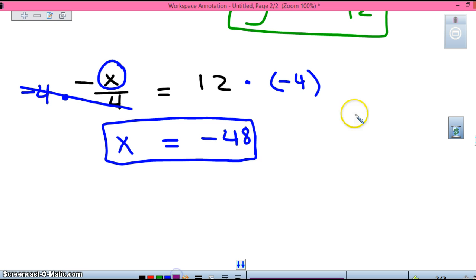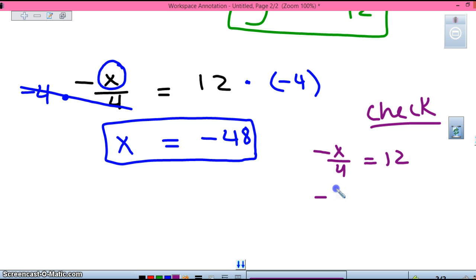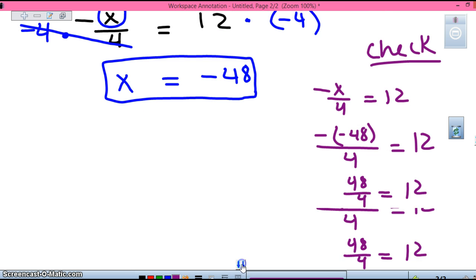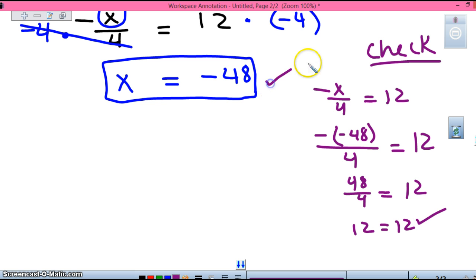Let's check this equation. If we check, we got that x is -48, and we have -x/4 equals 12. That means -48, which is what we got for x, divided by 4 should equal 12. Is that true? A negative times a negative is a positive, so 48/4 is equal to 12. 48 divided by 4 is 12. That means true.